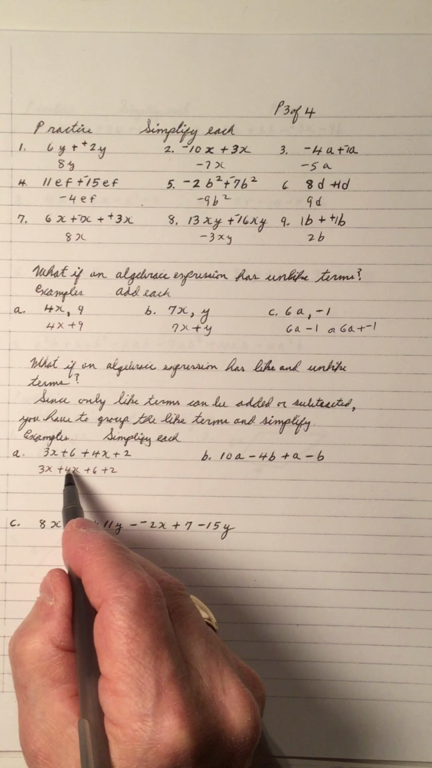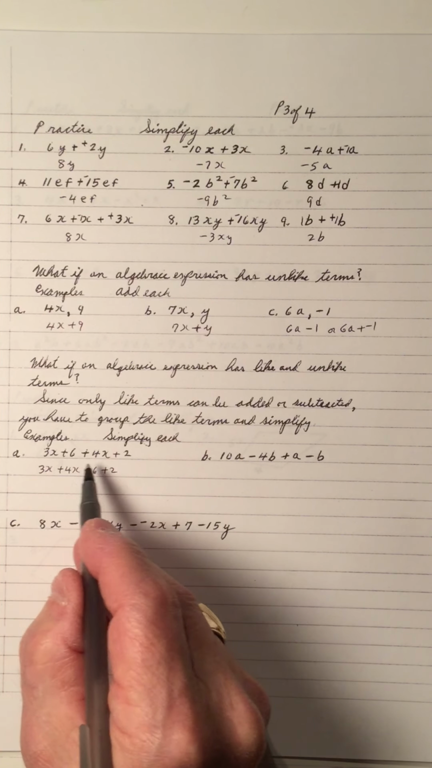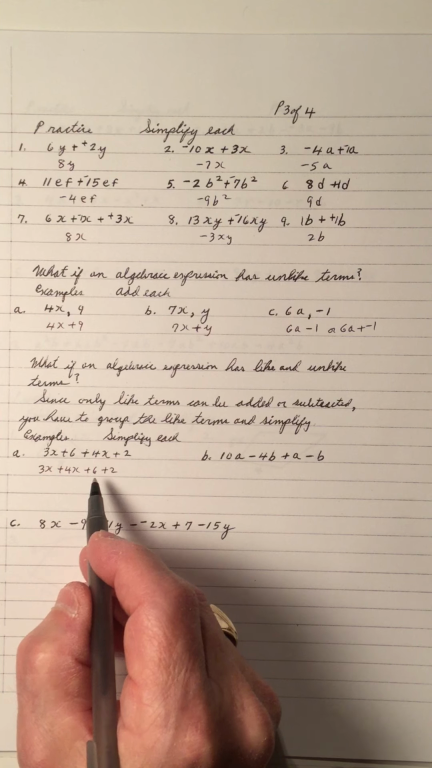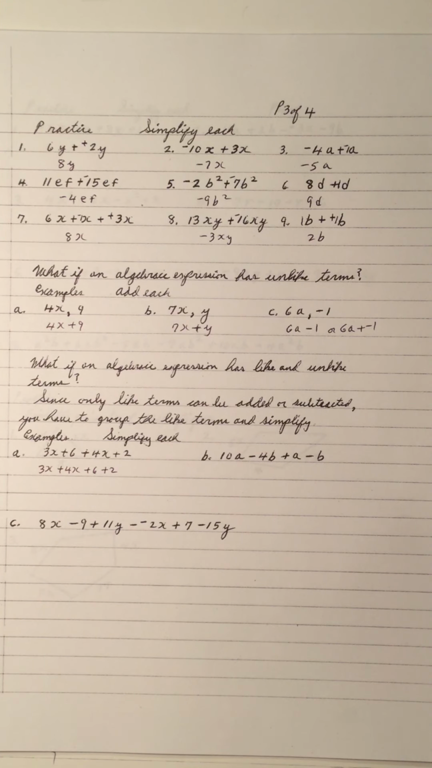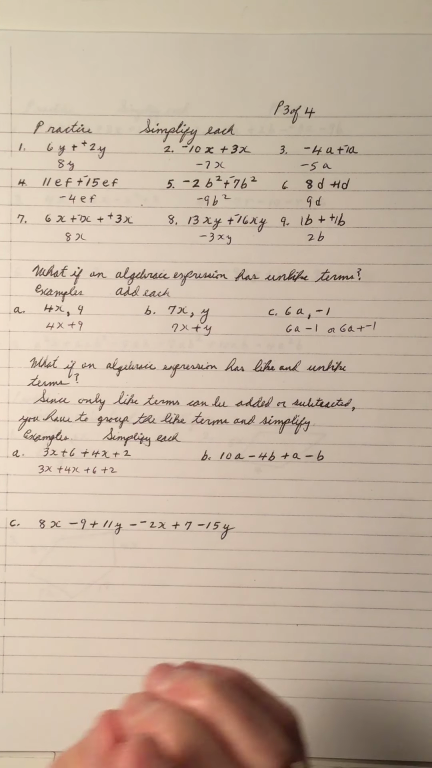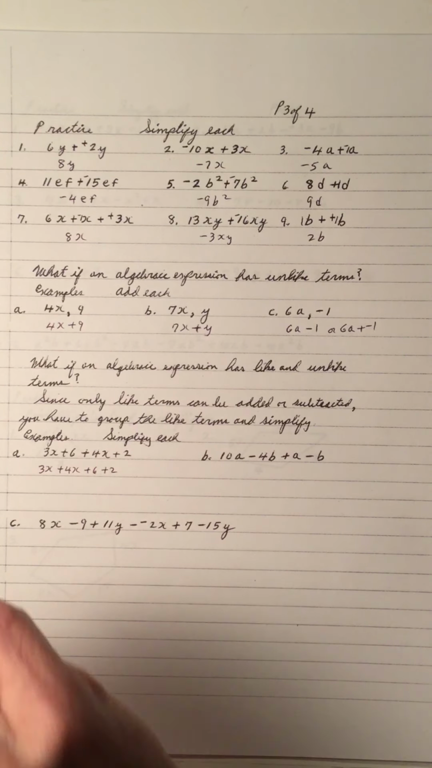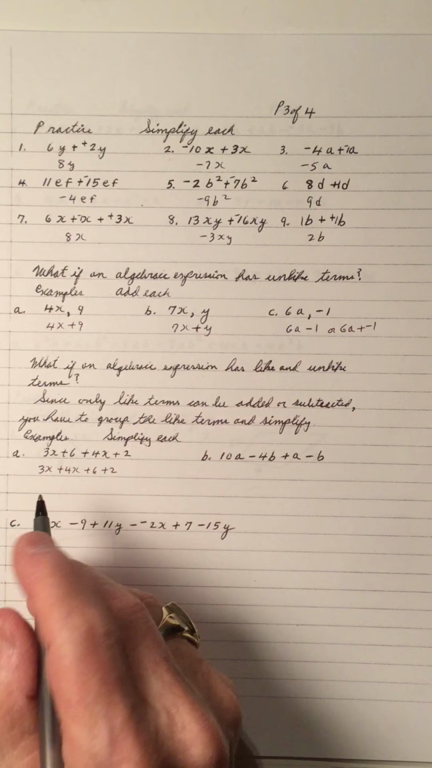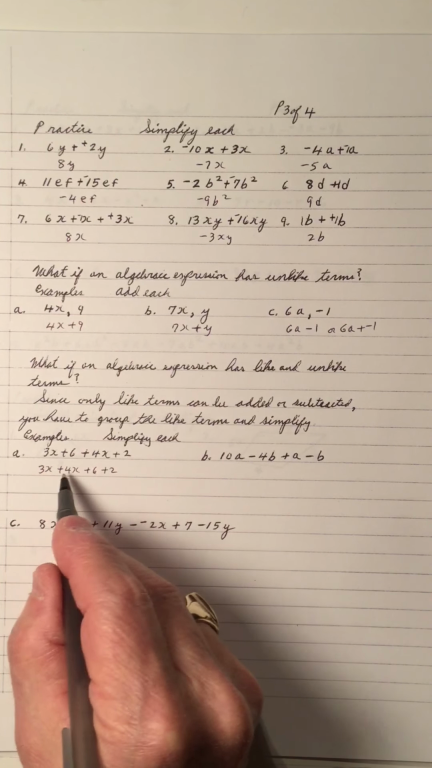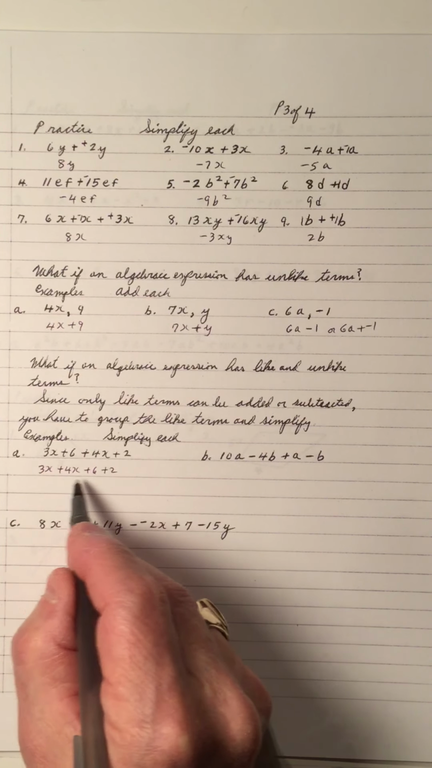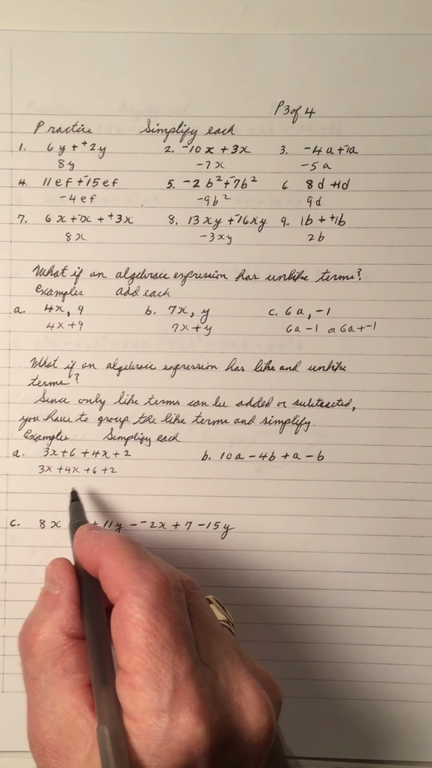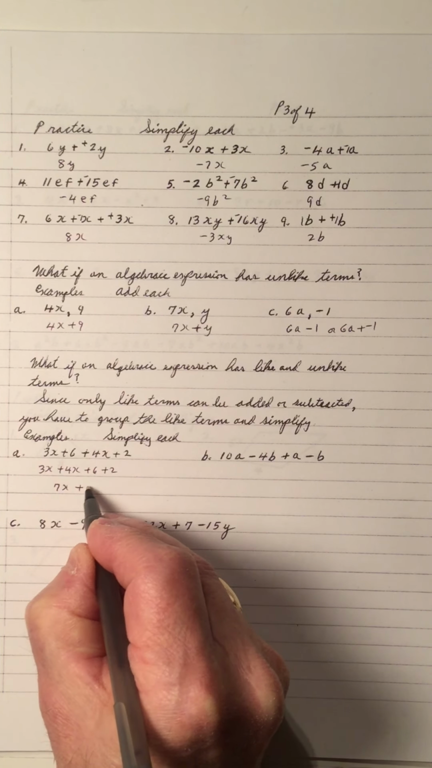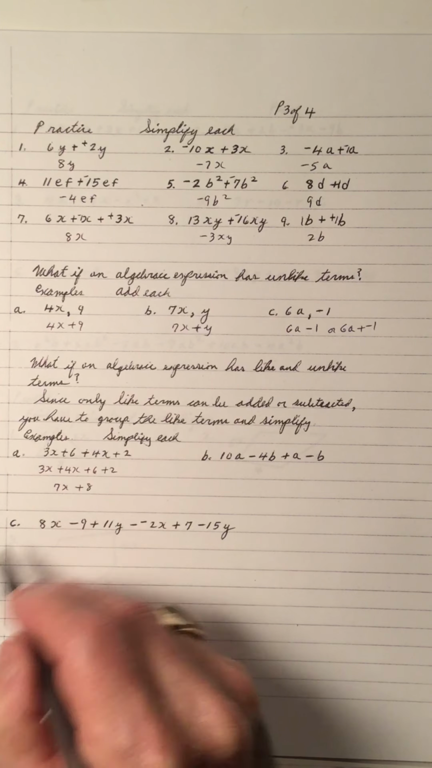Notice I grouped the like terms together. Notice as I move these, I didn't change the sign. When we do equations in another unit, then you'll see that when you move them in an equation across the equal sign, you have to change the plus to a minus, etc. But when you're adding and subtracting here, when you move these around, you don't change the sign. So that's a 7x and an 8, because they're unlike terms.